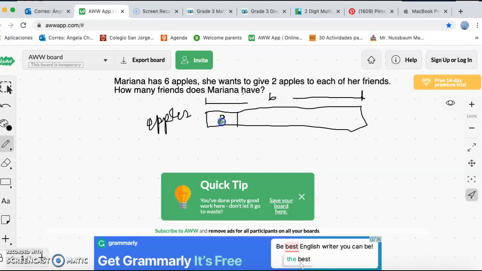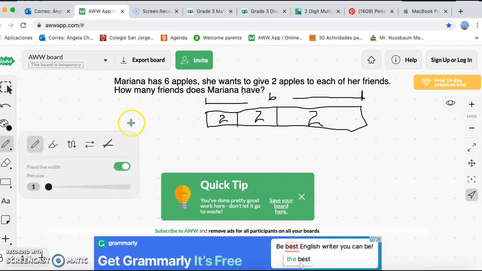So this is gonna be one friend, and like that until you complete the 6 that you have here in total, okay? So this is one friend, this is another friend, and this is gonna be another friend, right? So how many friends does she have in total? Well, 3. Sorry, the name of the bar is friends. Friends here, sorry, I made a mistake. It's friends because friends is what we are trying to find out, how many friends, right?